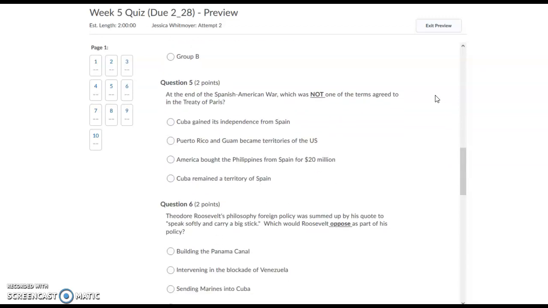Question 5. At the end of the Spanish-American War, which was not one of the terms agreed to in the Treaty of Paris? Cuba gained its independence from Spain. Puerto Rico and Guam became territories of the U.S. America bought the Philippines from Spain for $20 million. Or Cuba remained a territory of Spain.